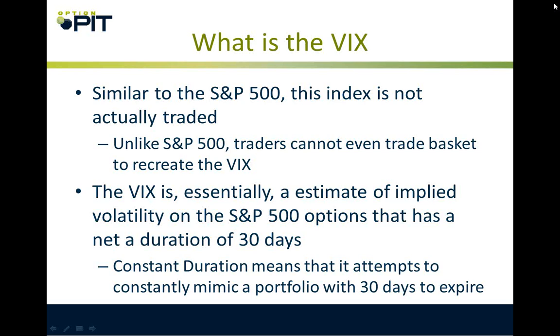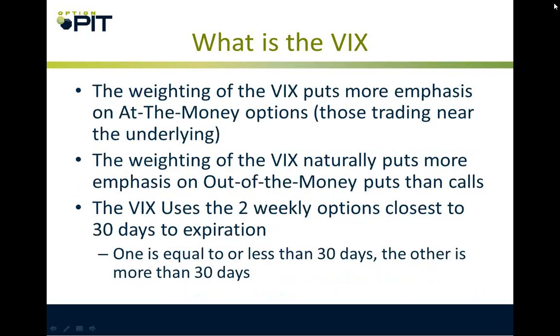So the VIX is essentially an estimate of implied volatility on the S&P 500 options that has a net duration of 30 days. It's a constant duration. That means it attempts to constantly mimic a portfolio with 30 days to expiration. All right, the weighting of the VIX puts more emphasis on at-the-money options, those trading near the underlying. The weighting of the VIX naturally puts more emphasis on out-of-the-money puts than out-of-the-money calls, which is interesting.